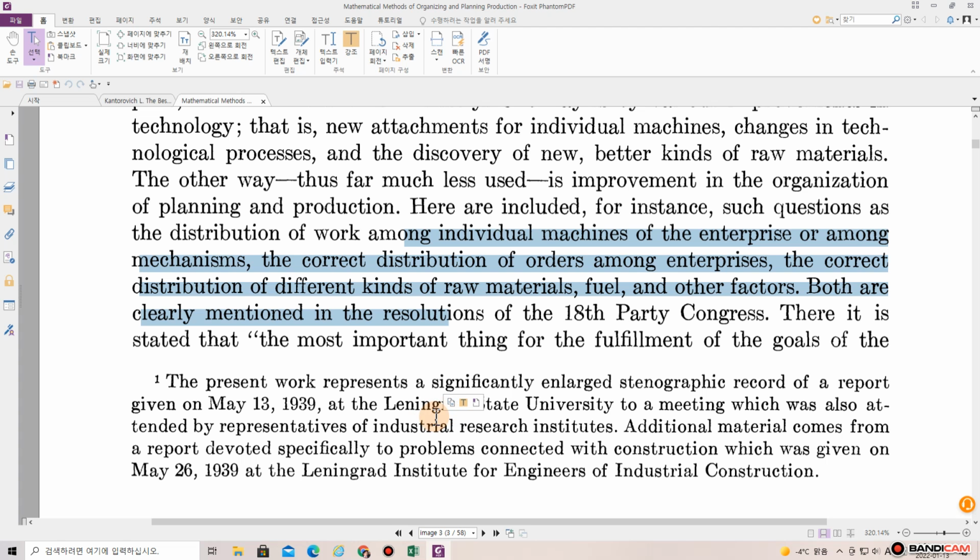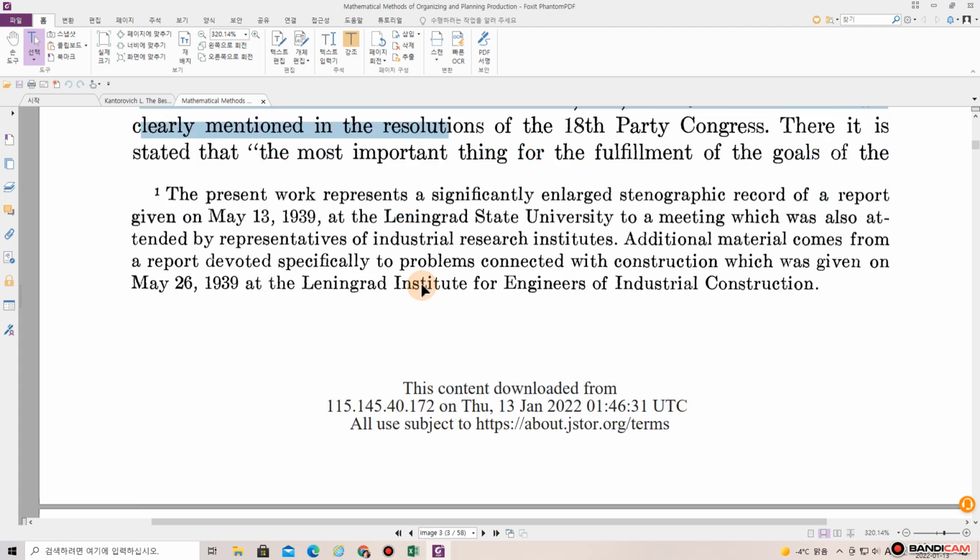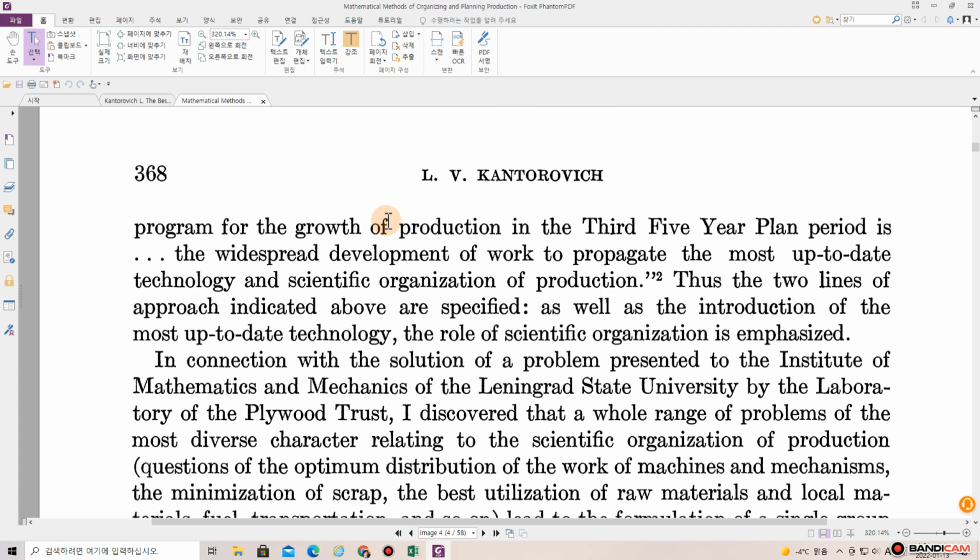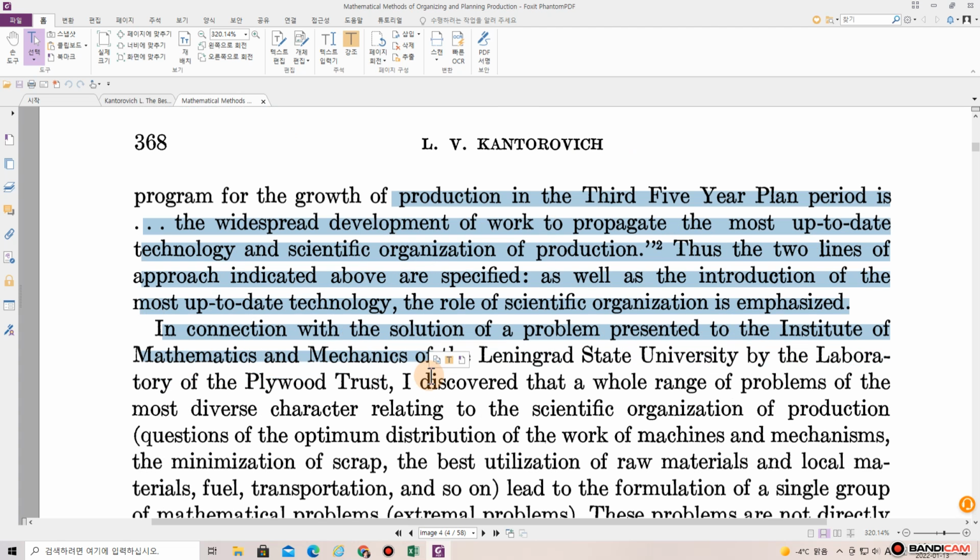There it is stated that the most important thing for the fulfillment of the goal of the program for the growth of production in the third five-year plan period is the widespread development of work to propagate the most up-to-date technology and scientific organization of production. Thus, the two lines of approach indicated above are specified, as well as the introduction of the most up-to-date technology. The role of scientific organization is emphasized.